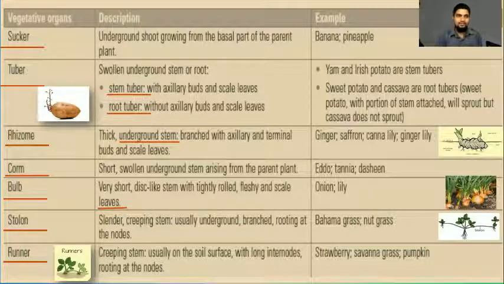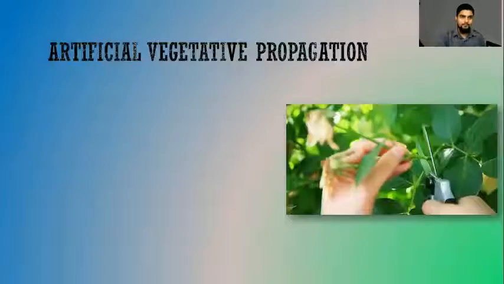All right, so that's just a quick look at natural vegetative propagation. Now we'll go into artificial vegetative propagation. There are different types of artificial vegetative propagation, and we'll look at a few of them. The first one that we'll look at here will be cuttings.